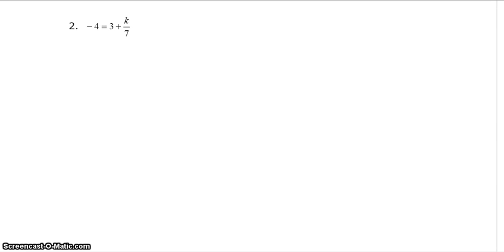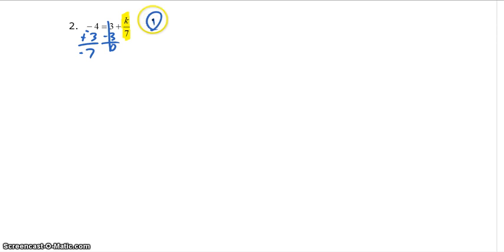Same two steps. I'll write them down as we go. First, we want to get the k term by itself, that whole k over 7 piece. We've got a positive 3 there, so we're going to take away the 3 to get rid of it. If we take away the 3 on the right, we have to take away the 3 on the left. So negative 4 minus 3, we can think of that like negative 4 plus negative 3 equals negative 7.